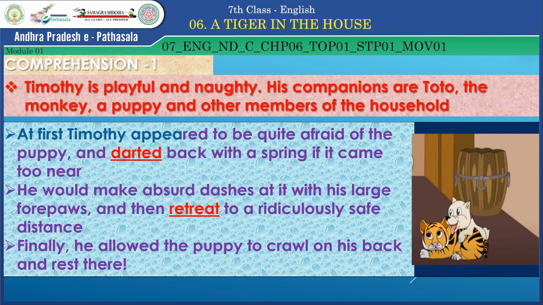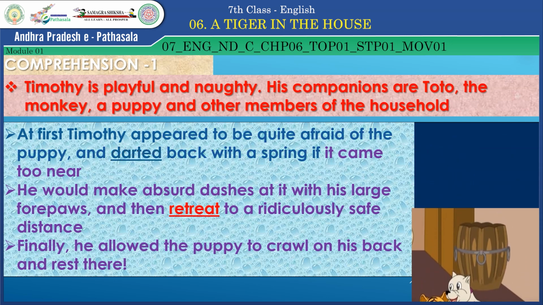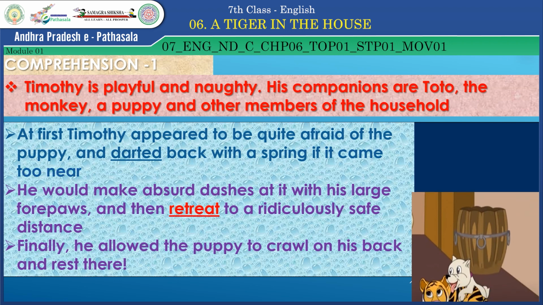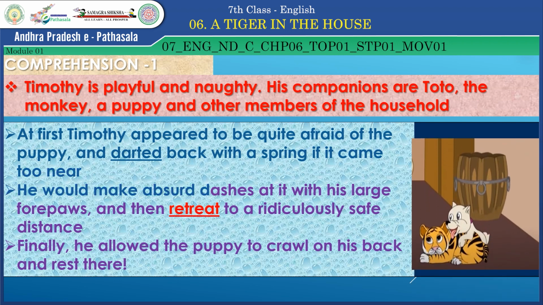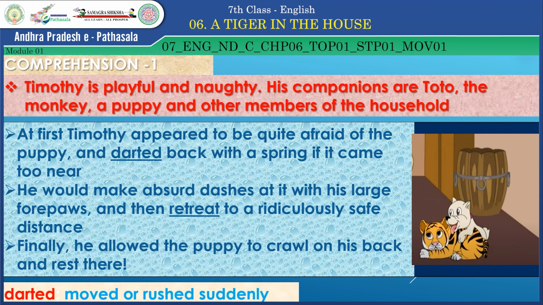At first, Timothy appeared to be quite afraid of the puppy and darted back with a spring if it came too near. He would make absurd dashes at it with his large forepaws and then retreat to a ridiculously safe distance. Finally, he allowed the puppy to crawl on his back and rest there. Children, do you know the meaning of darted? Okay, now I will tell. Darted means moved or rushed suddenly. Retreat means go back.